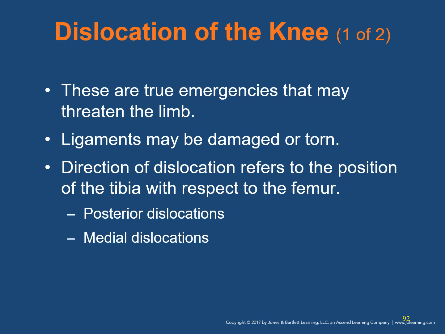The direction of the dislocation refers to the position of the tibia with respect to the femur. Posterior knee dislocations are most common, occurring in almost half of all cases. Commonly, the anterior and posterior cruciate ligaments are damaged, but there is also a high risk of injury to the popliteal artery. Medial dislocations result from a direct blow to the lateral part of the leg.